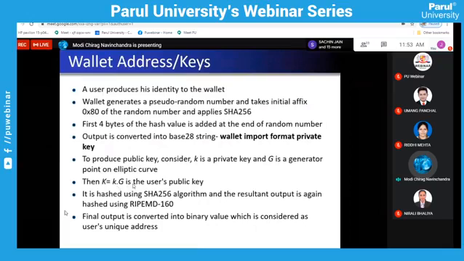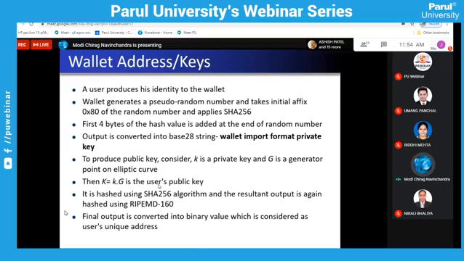Now this public key is processed using the SHA-256 algorithm, so it will again generate a 256-bit output. This output is then processed using the RIPEMD-160 algorithm, so it will generate 160 bits. My final output is converted into a binary value, and this is my unique address. So my unique address size is 160 bits.